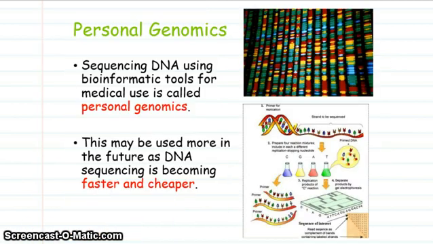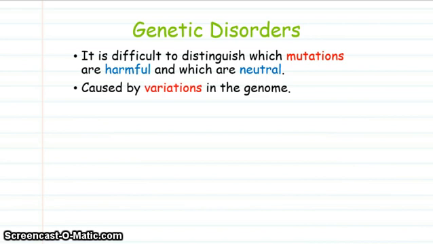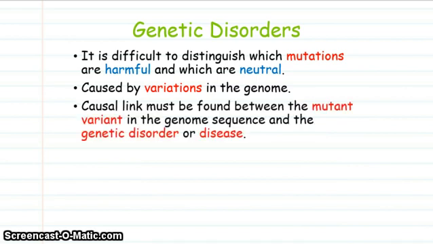So another use of genomic studies and genomic sequencing is personal genomics, and this is becoming faster and cheaper these days as the genomic sequencing procedures are becoming more readily available. They can help determine genetic disorders. In reality, it's very difficult to distinguish whether mutations are harmful and which are neutral. Genetic disorders are caused by variations in the genome, and a link will be found between the mutant variant in the genome and the genetic disorders or diseases.